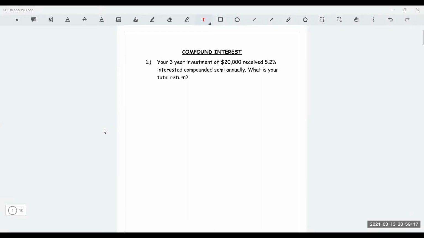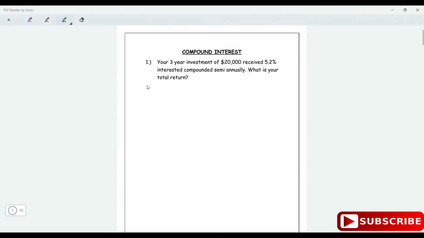This question says, your 3-year investment of $20,000 received 5.2% interest compounded semi-annually. What is your total return? So we have to remember that your amount is equal to what? The amount is equal to principal times 1 plus r over n, raised to the n times t.